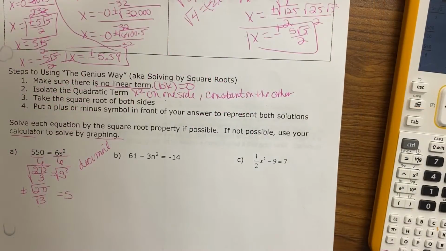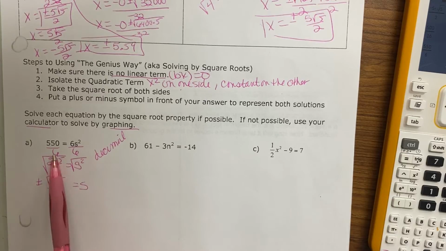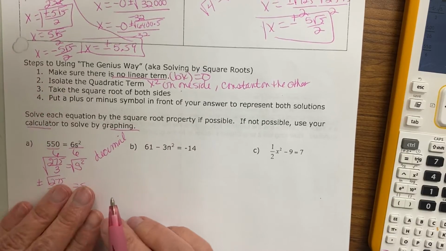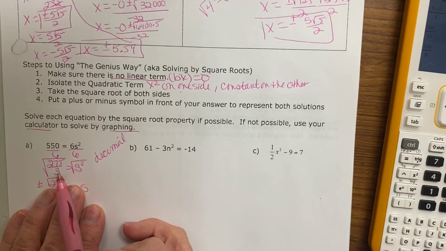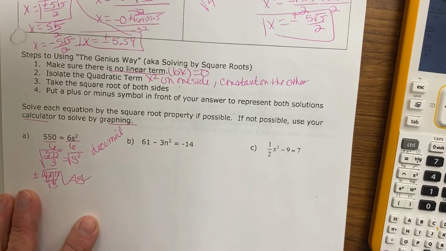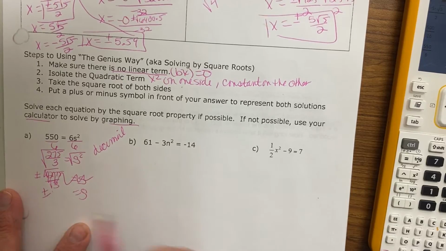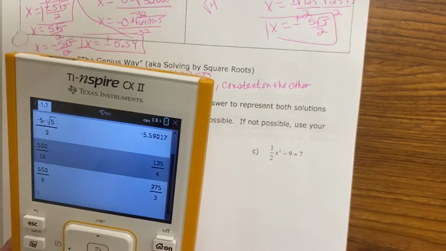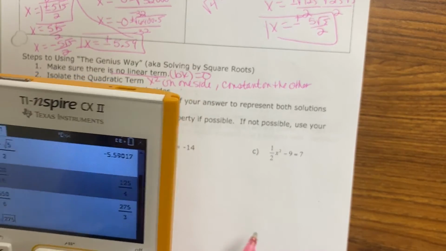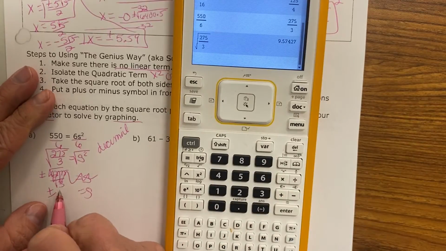All right, so we're going to solve each equation by the square roots. If possible, we're going to use our calculator. So I look to see that I do not have the linear term, so I divided both sides by 6. And so I ended up with 275 divided by 3 as s squared. We're going to write this as a decimal for this purpose. So we're going to have s is equal to plus or minus the square root of 275 divided by 3, and that is going to be plus or minus 9.57.